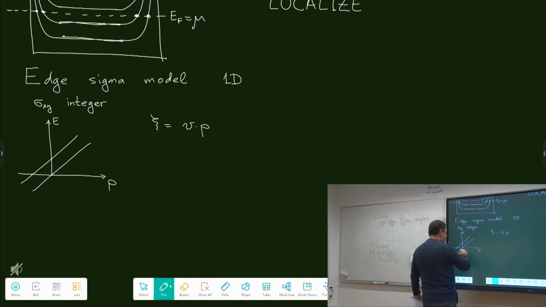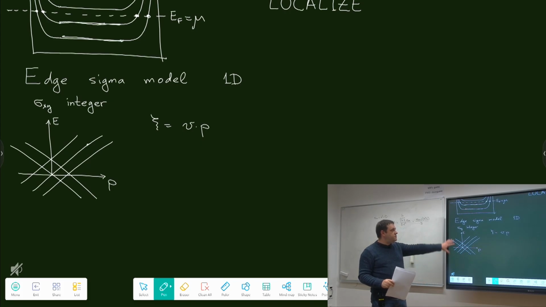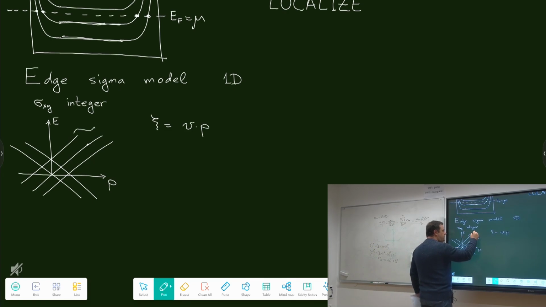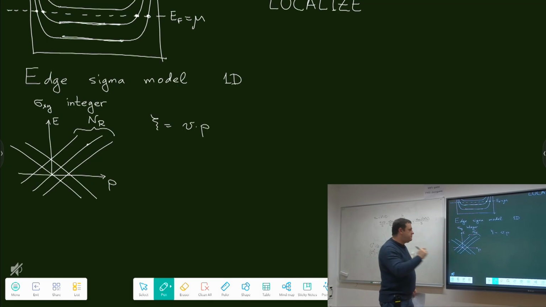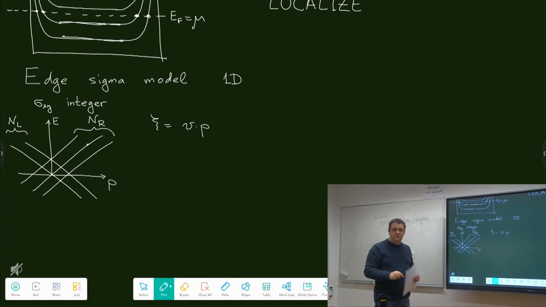Let's say we have 3 modes propagating to the right, and at the same time we have some modes propagating in the opposite direction. So now this picture does not correspond to the quantum Hall effect. It's a more general one. In general, I will assume that there is some integer number n_R of modes propagating to the right, and some other integer number n_L of modes propagating to the left.